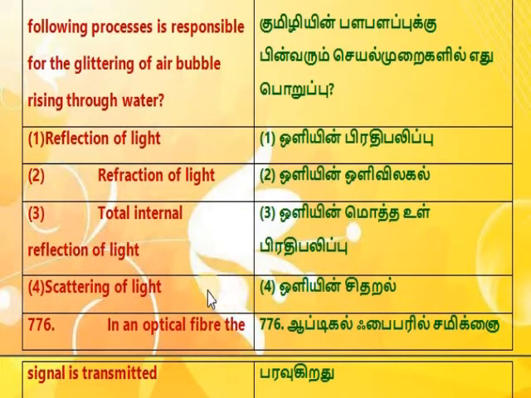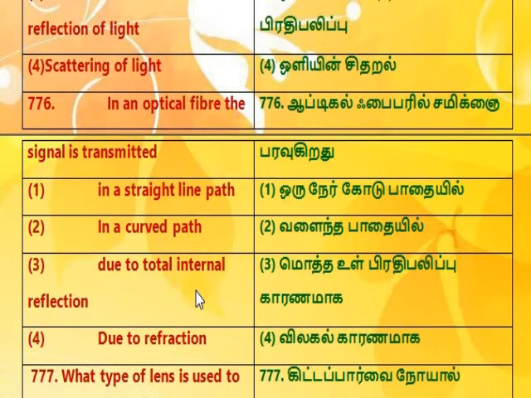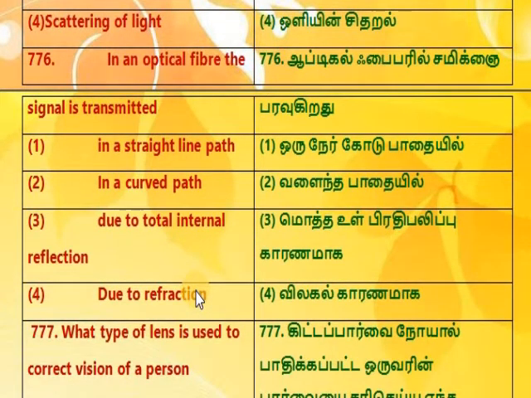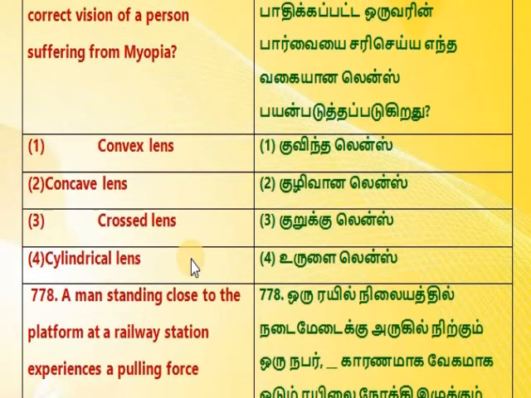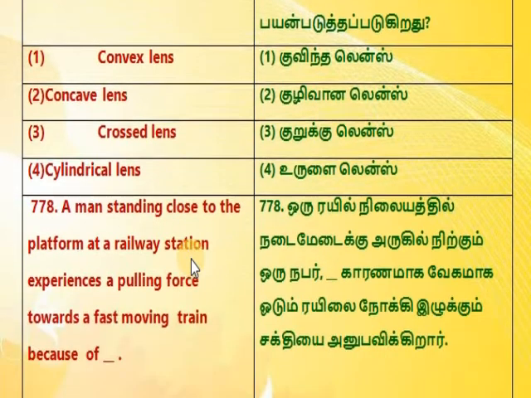4. Scattering of light. 776. In an optical fiber the signal is transmitted 1. In a straight line path, 2. In a curved path, 3. Due to total internal reflection, 4. Due to refraction. 777. What type of lens is used to correct vision of a person suffering from myopia? 1. Convex lens, 2. Concave lens, 3. Crossed lens, 4. Cylindrical lens.